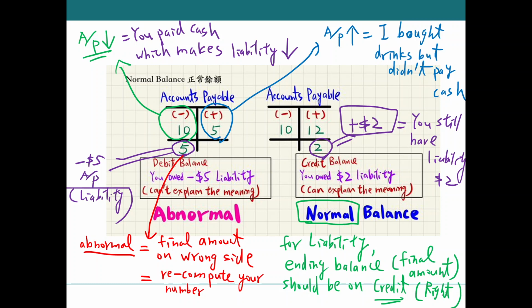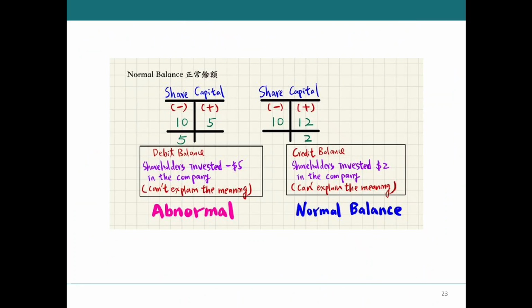Okay? So this is for your equities. Share capital. Do you still remember what share capital means? 股本. Share capital means investors invested in your company, right? They put the money in your company. They become your shareholders, your boss, right? So share capital increases on your credit. Share capital decreases on your debit.